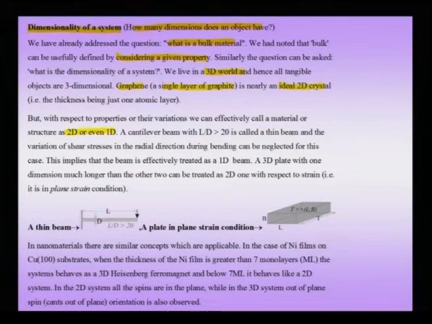Now, let's take a very classic example, a cantilever beam. A cantilever beam which has a very long aspect ratio, with L by D greater than 20, is sometimes called the Euler beam. It is a thin beam, and the variation in shear stresses in the radial direction during bending can be neglected, and for many considerations, this beam can be treated as a 1-dimensional beam. So, the thin beam I am talking about is drawn here.